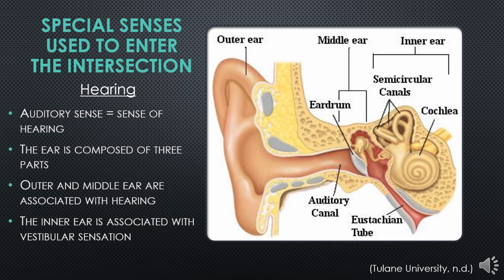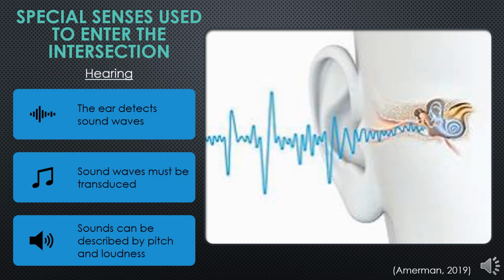Because the ear is able to detect sound waves, which are a displacement of air molecules in response to an object moving, the sound waves have to be transduced into action potentials for the brain to be aware and interpret the sound. The sounds that are generated by the sound waves can be described in terms of pitch, which is the frequency of how many times the object vibrates back and forth during a certain period, and loudness, which is the amplitude of the sound wave determined by the difference of high and low air pressure.